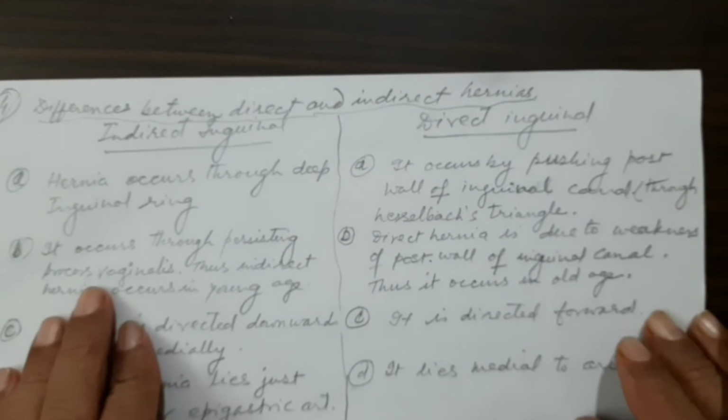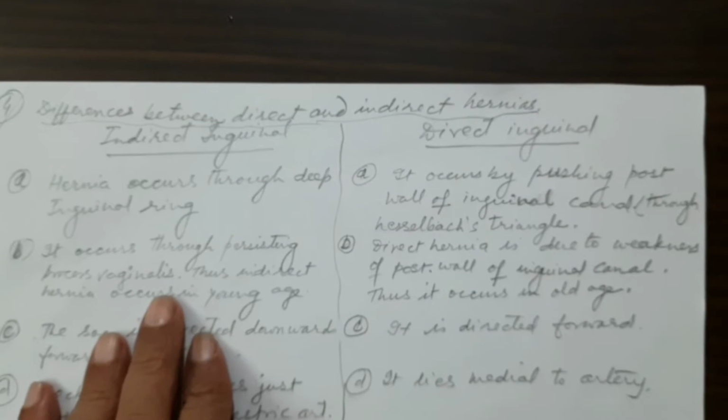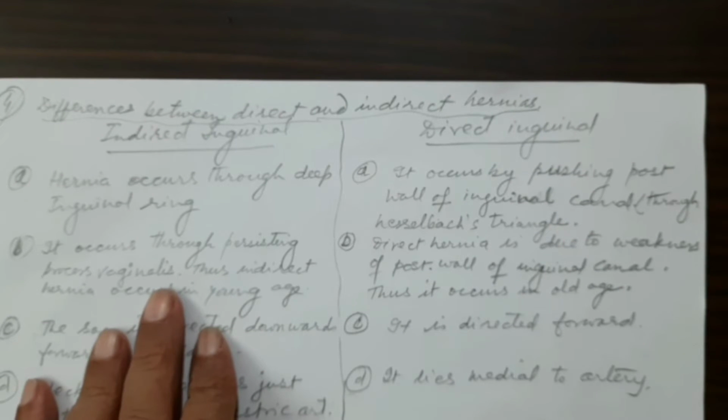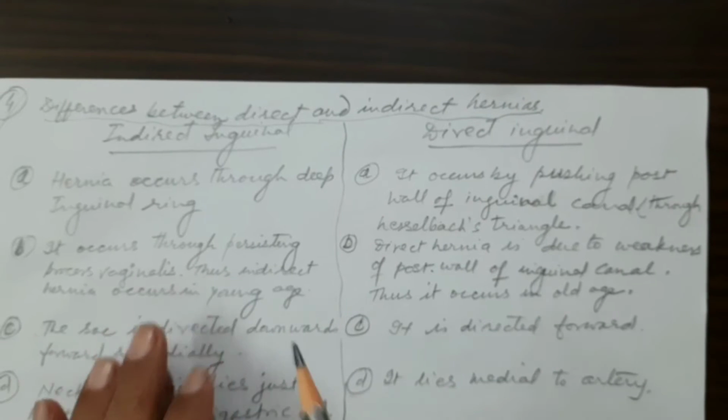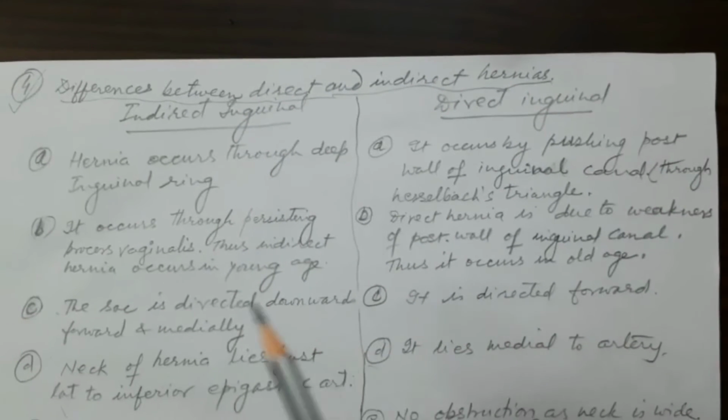The indirect hernia occurs through the persistent processus vaginalis. And what is processus vaginalis? It is a tubular structure formed by the peritoneum, which is attached at the bottom of the scrotum, and it comes along with the testes. Once the testis comes to the scrotum, this gets atrophied, and only a fibrous remnant remains, which I will show you in the next diagram. I'm on the next page.